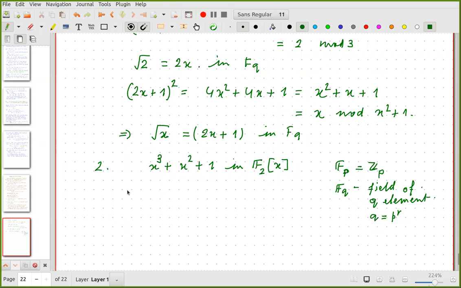So we are looking at this polynomial. Let's just give it a name, f(x). Now it is a cubic.